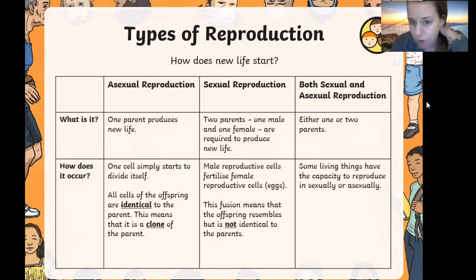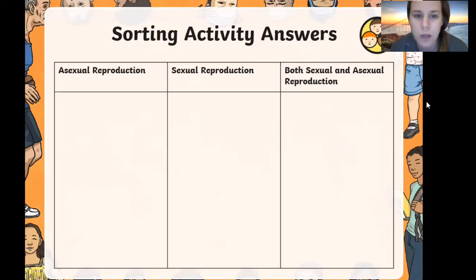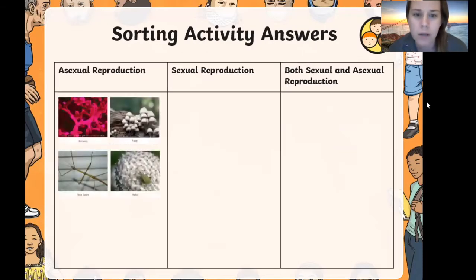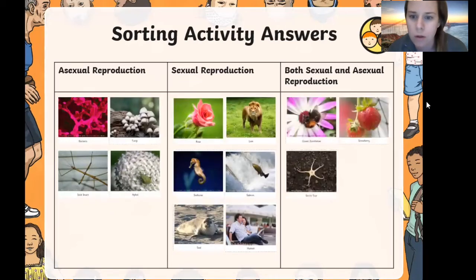Finally we have got both sexual and asexual reproduction, which means that they can have either 1 or 2 parents. Some living things have the capacity to reproduce in either of the ways that I've explained before. So moving on, let's have a little look. I won't get you to sort them, we will just talk through the ones that are here.